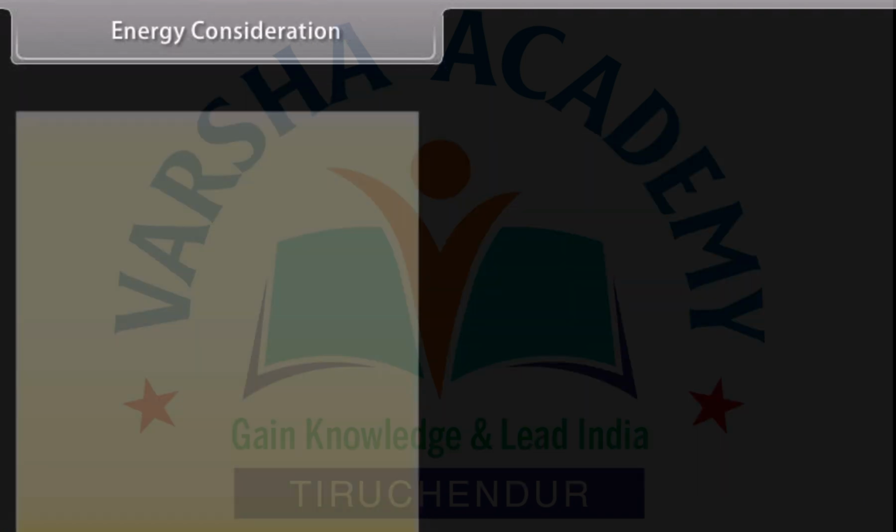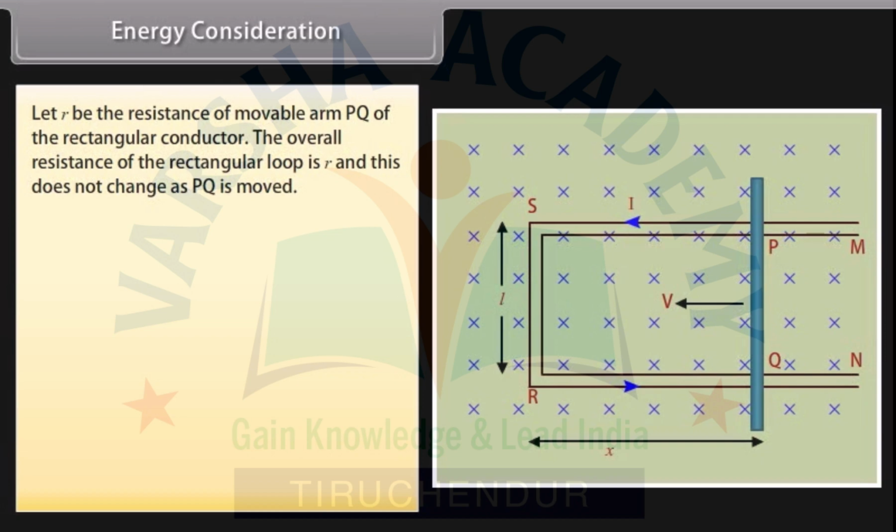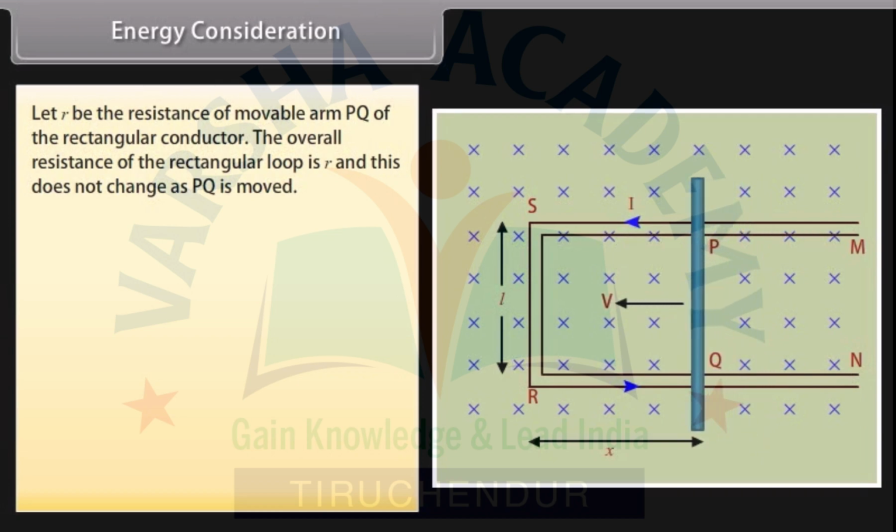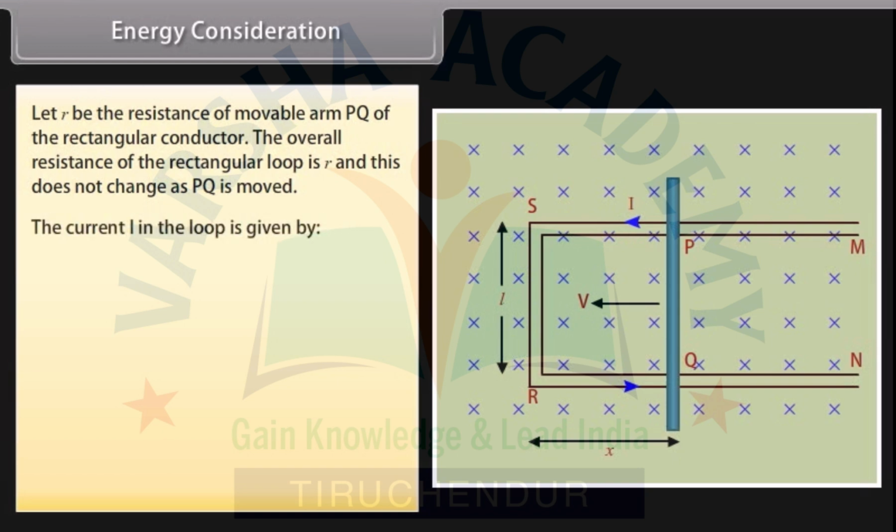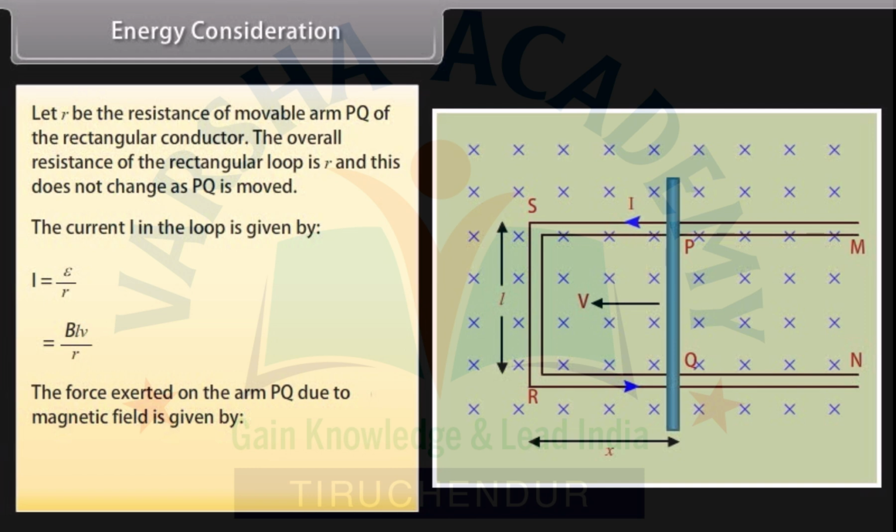Energy consideration. Let R be the resistance of the movable arm PQ of the rectangular conductor. The overall resistance of the rectangular loop is R, and this does not change as PQ is moved. The current I in the loop is given by E divided by R, which is equal to BLv divided by R. The force exerted on the arm PQ due to the magnetic field is given by ILB, which is equal to B²L²v divided by R.